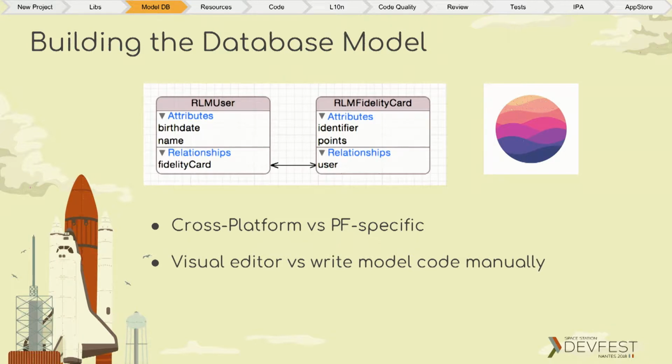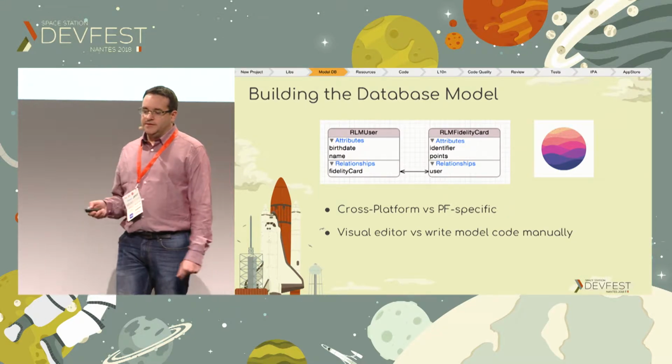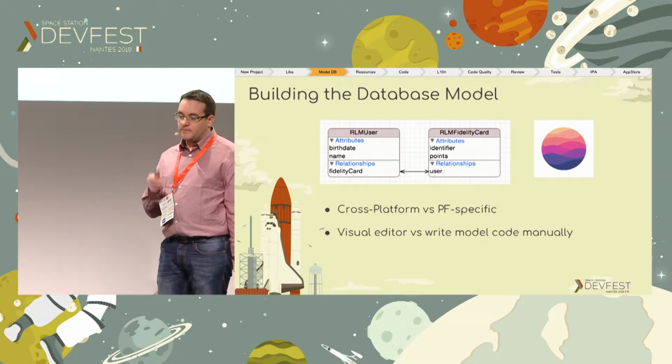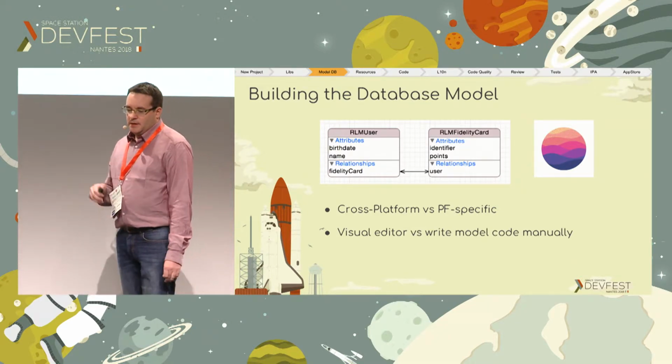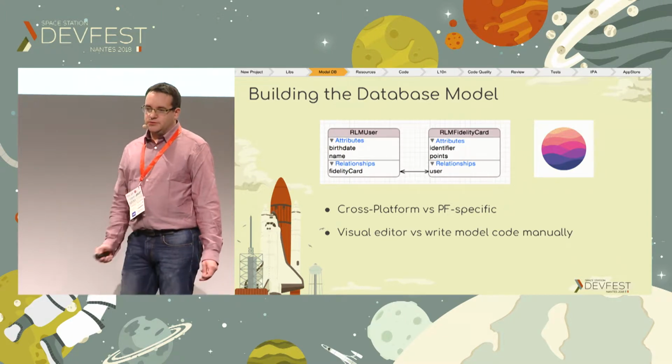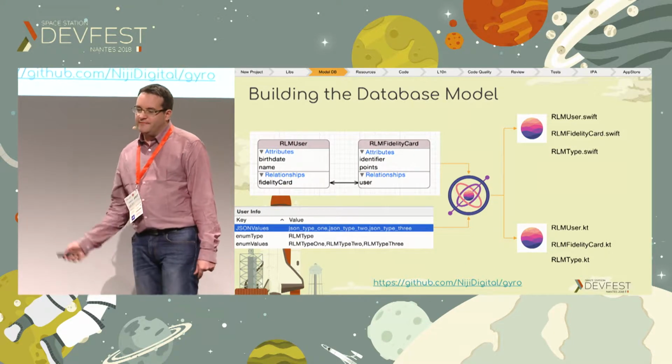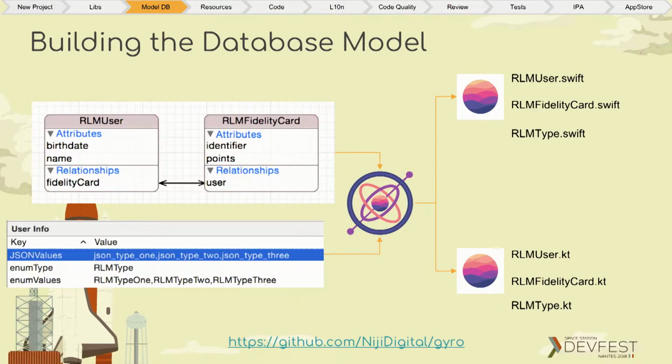The only problem with Realm compared to Core Data is that there is no visual editor. So if you want to create your database and define what you have in your database, the entities and attributes, you will have to write code manually in Realm to declare all those. And I missed a lot the visual editor that we have in Core Data. That's why we wanted to have it back. And that's why we created a tool called Gyro. So if you've been at DevFest last year, maybe you've heard of it. There was a talk about it.